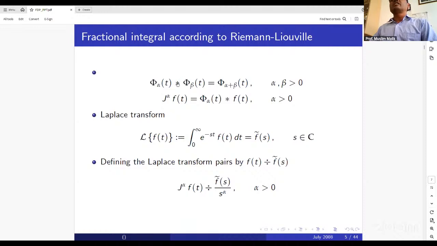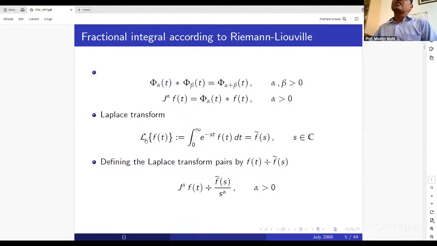Here we can see that phi alpha of t convolved with phi beta of t, where the star denotes the convolution of two functions, is equal to phi alpha plus beta of t. Similarly, we can define our fractional integral in terms of the convolution of two functions: one function is f, another is phi alpha t. So J alpha f of t is the convolution of phi alpha t and f of t. Hence we can find the Laplace transform of this fractional integral very easily, because we have the Laplace convolution theorem.